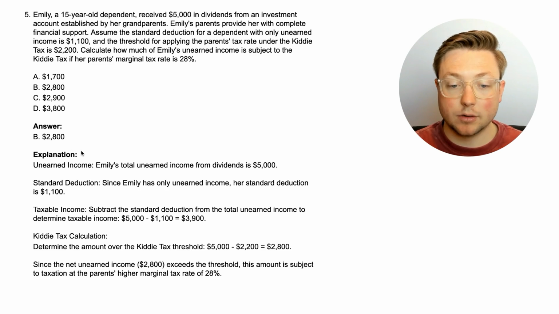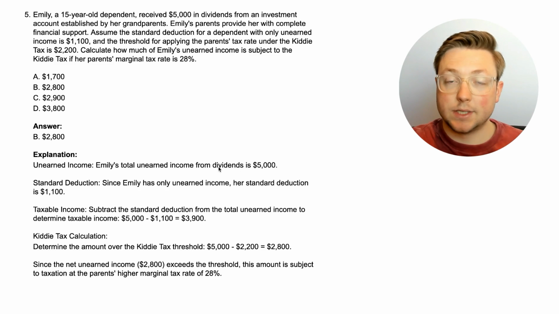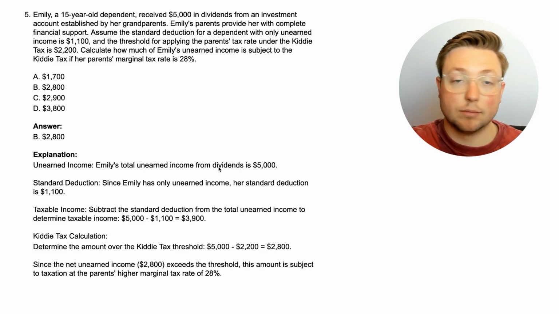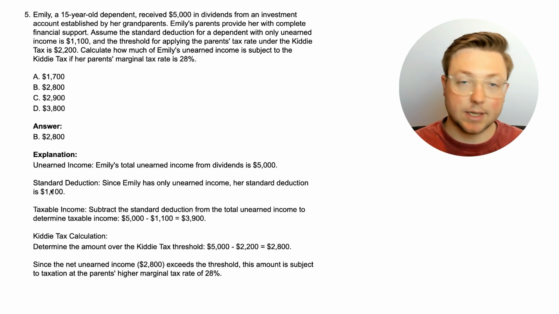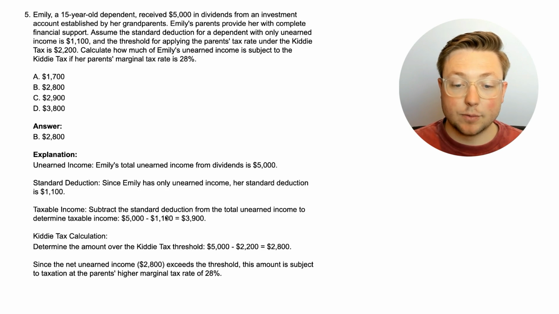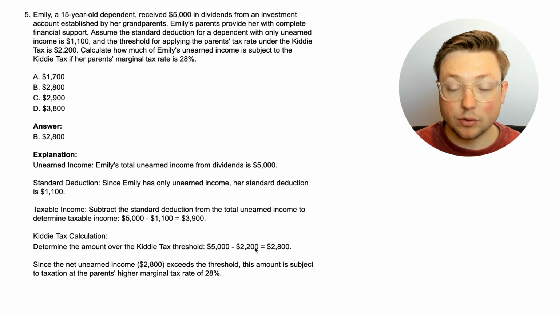So $2,800. So we take the unearned income of $5,000, and because she didn't have any earned income, we don't do that other standard deduction that's the earned income plus a number. We just take the normal standard deduction for a child with unearned income, which in this case was $1,100, and then you subtract that from the unearned income. That gives you the taxable income, and you subtract from the unearned income the threshold, and that amount is taxed at the parent's tax rate.